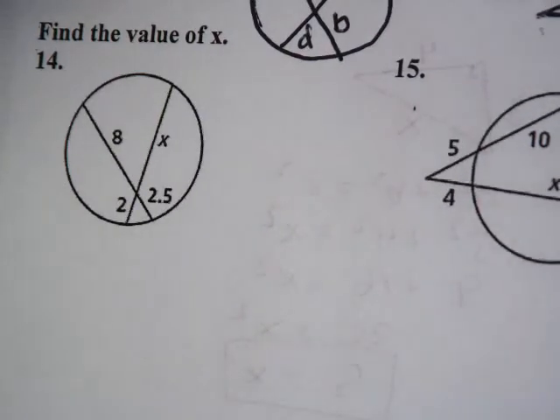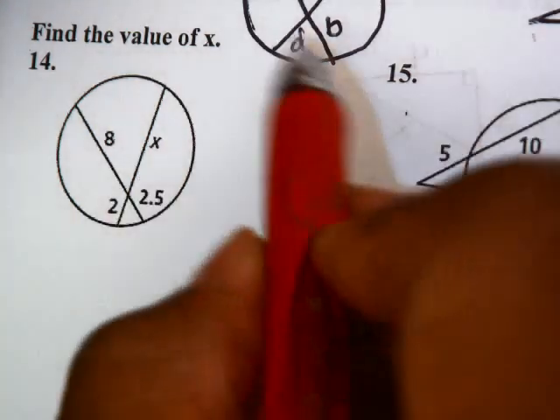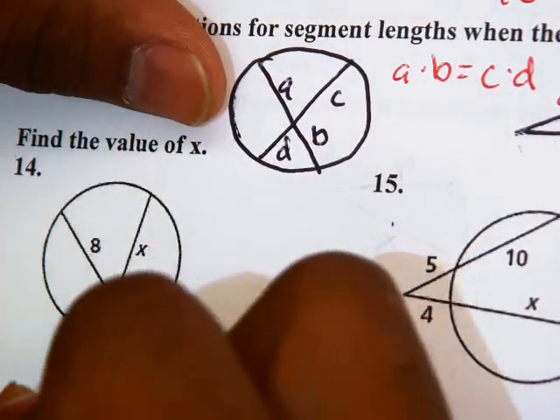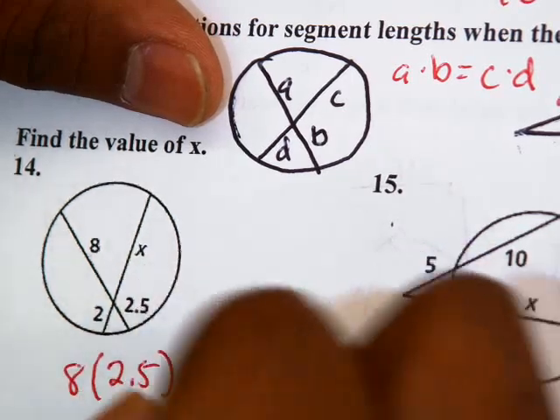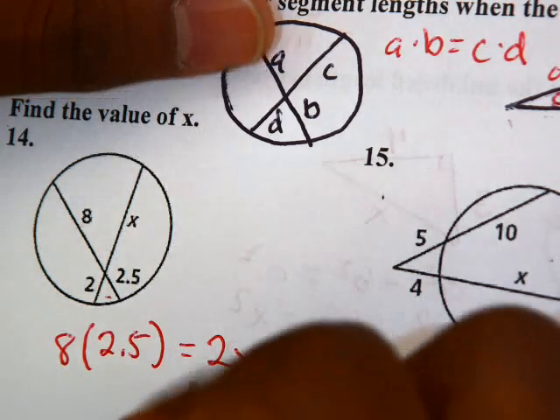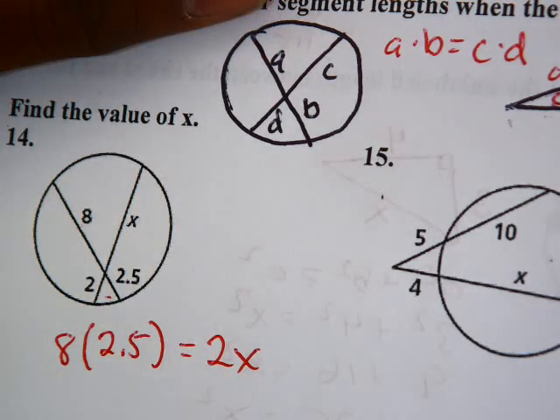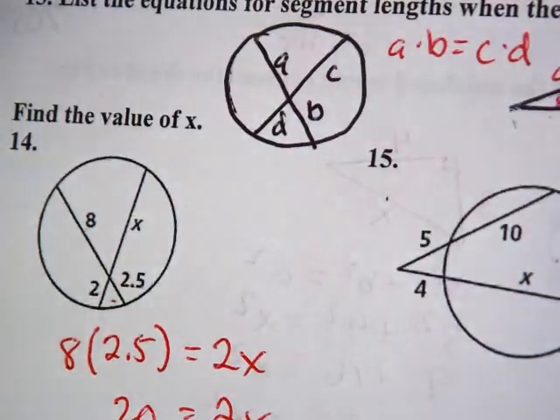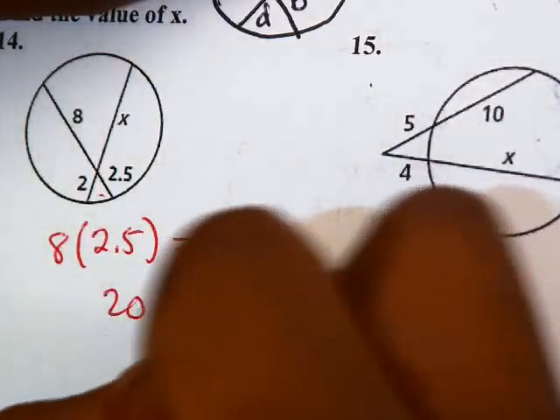So in 14, it looks like the inside looks like this situation. So we just need to take the parts of the chords and multiply them together. 8 times 2.5, that should equal 2 times x. 8 times 2.5 is 20, equals 2x. So x is going to equal 10.